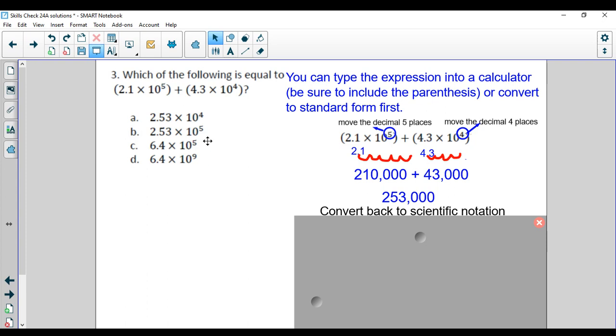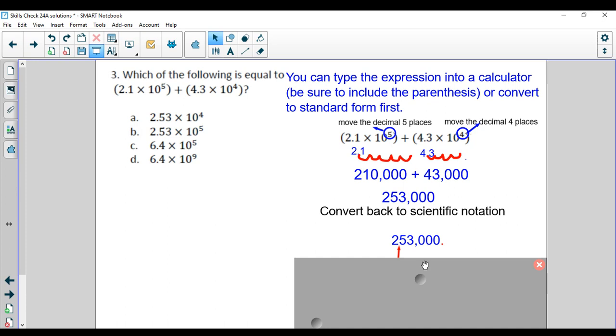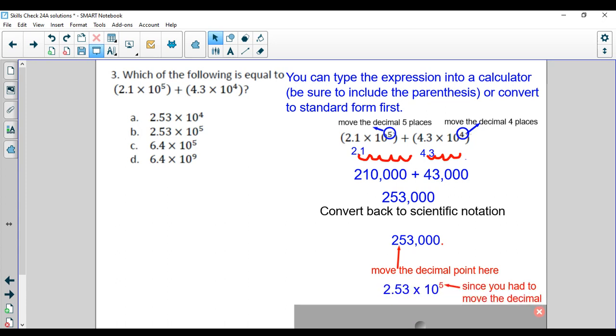Now that's not one of our options over here, so I'm going to convert back to scientific notation, which means I'm going to put the decimal point between the 2 and the 5. So that's what my arrow is there for. Here's my decimal point originally, and I want to move it so that it's between that 2 and the 5. So since I moved it 1, 2, 3, 4, 5 places, that's why my exponent should be 5. And my correct answer is B.